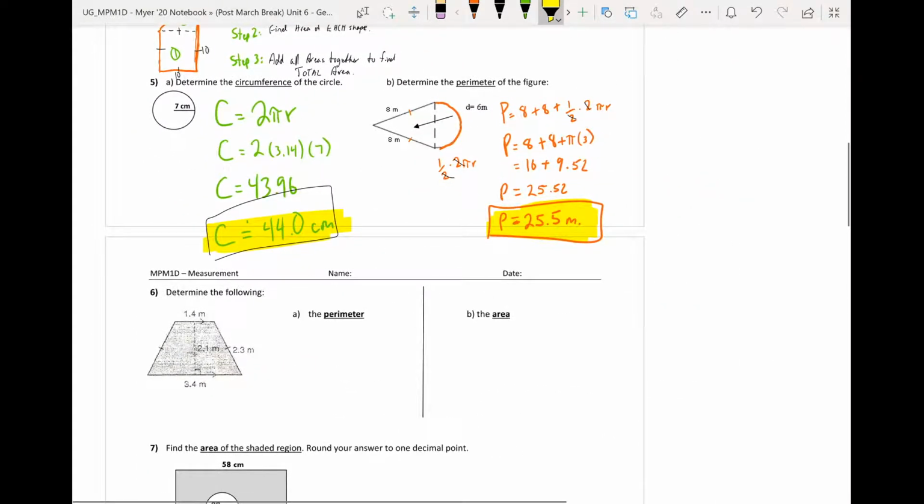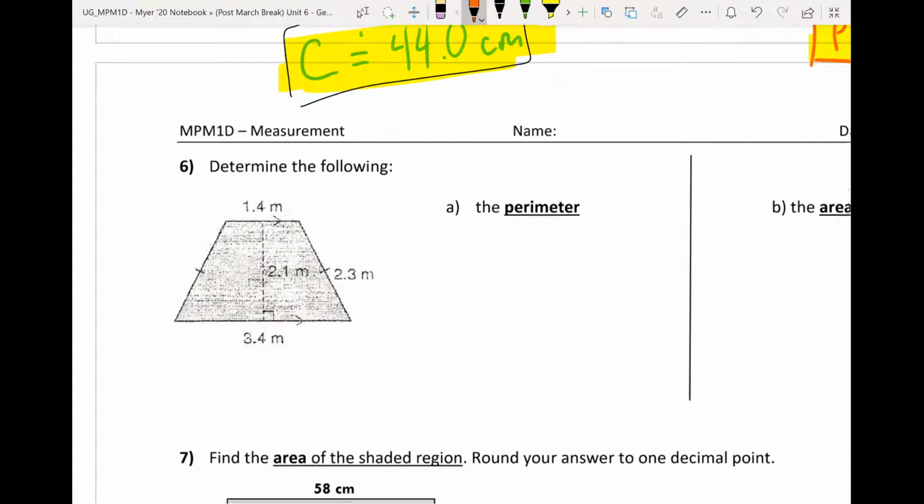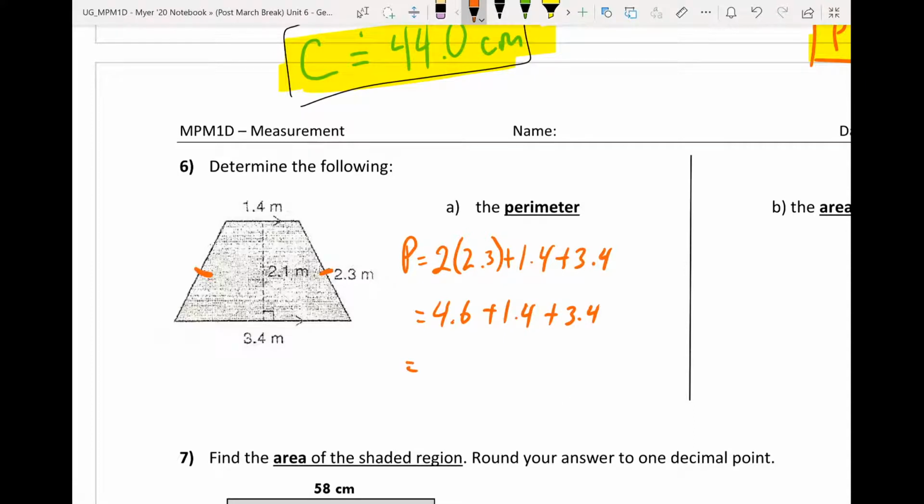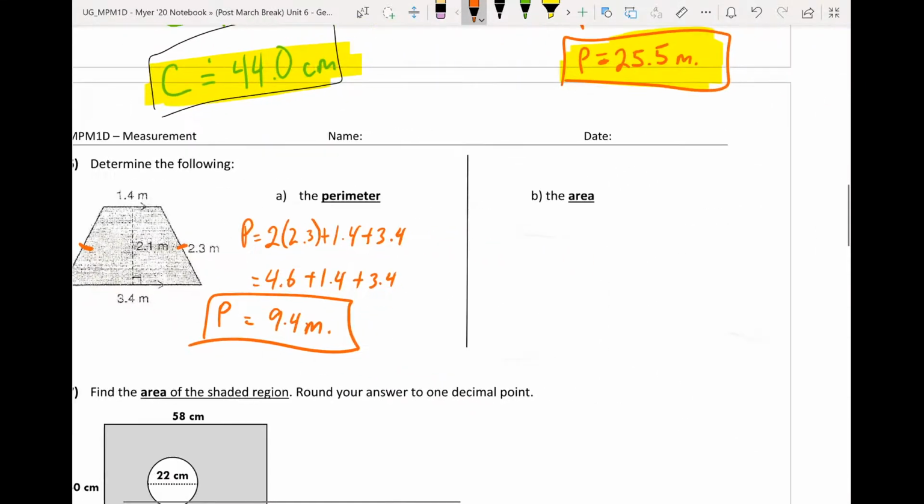Okay, so pretty simple so far. What if it's not that kind of shape? What about a trapezoid? Well, let's look at it here. So we can see that certain sides are the same. This side here is the same as that side, right? So in this case we have 2 times 2.3, and then we just have to add the 2 oddball sides. We have one short side and we have one long side. So we end up with 4.6 plus 1.4 plus 3.4. So 5, 6, 9.4, and my units are meters. There's my perimeter for that shape.